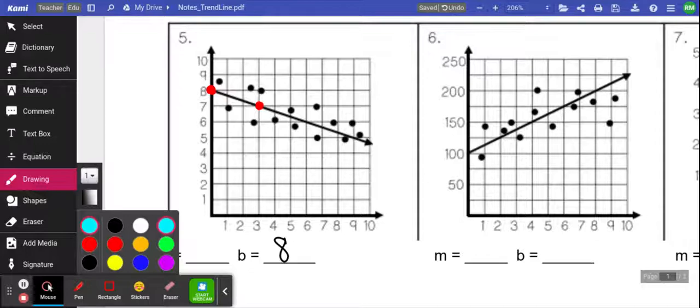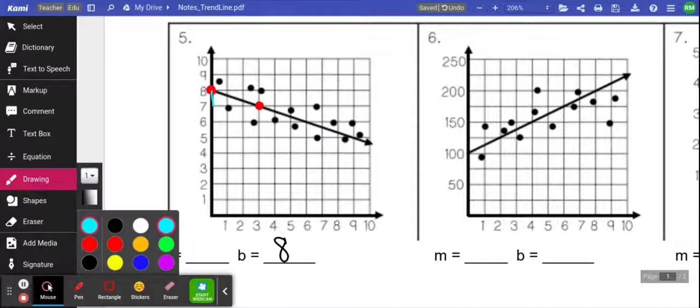From 8, do I go up or down? Down. Oh wait, I meant to ask you guys this before we started doing slope. If we were to look at this scatter plot like yesterday, would you say this is negative, positive, or no association? Negative. So if it's negative, our slope is going to be negative. If it's positive, our slope is going to be positive.